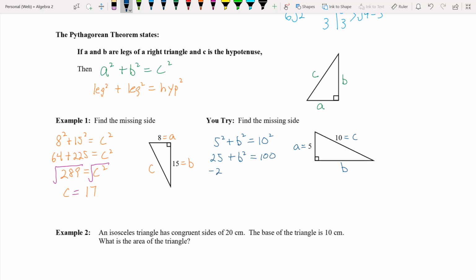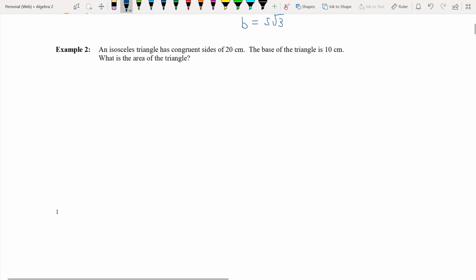If you subtract 25 off of both sides, you get B squared equals 75. And we did 75 up in the warm-up, so we know that this is going to equal 5 square root 3. Okay? That was pretty easy, wasn't it?